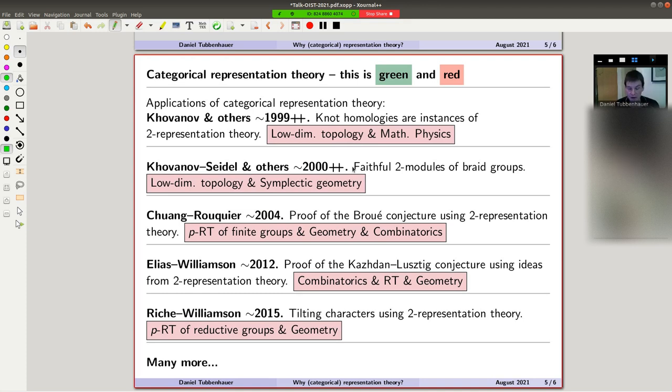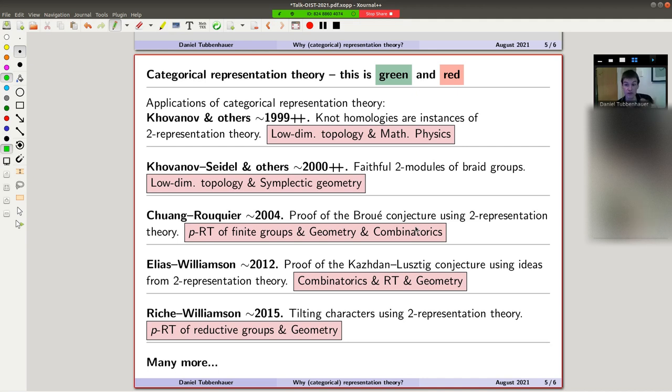I'm already running out of time, so I'll just list a few applications of categorical representation theory. It's a little bit of a sad state of the art right now, because it's really in mathematics. I have no doubts that in the long run it will turn up in the sciences as well, but this will take a while. The earliest result I find about categorical representation theory is from 1999, which is relatively recent. So it also took a while for representation theory to kick in the sciences.